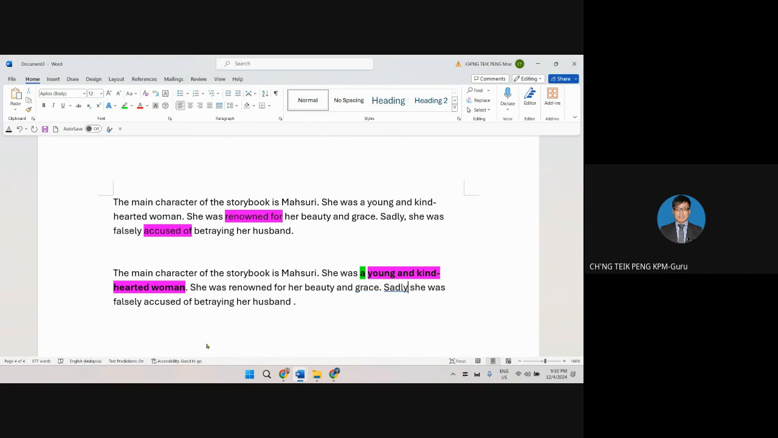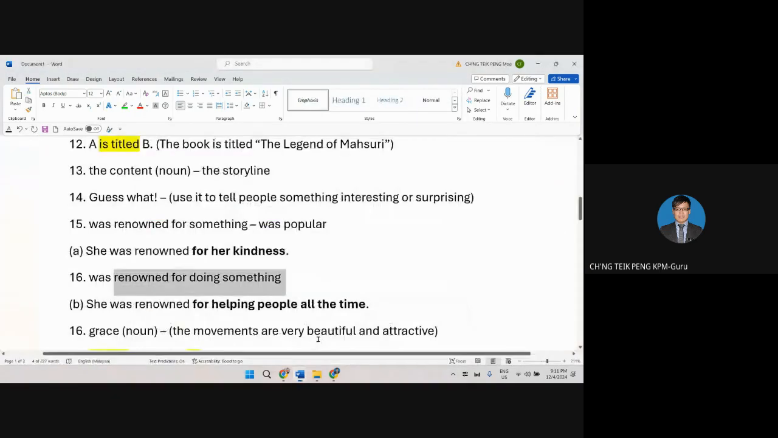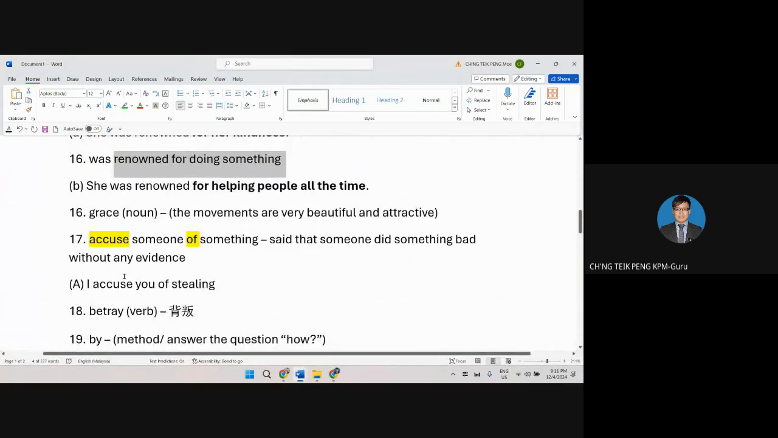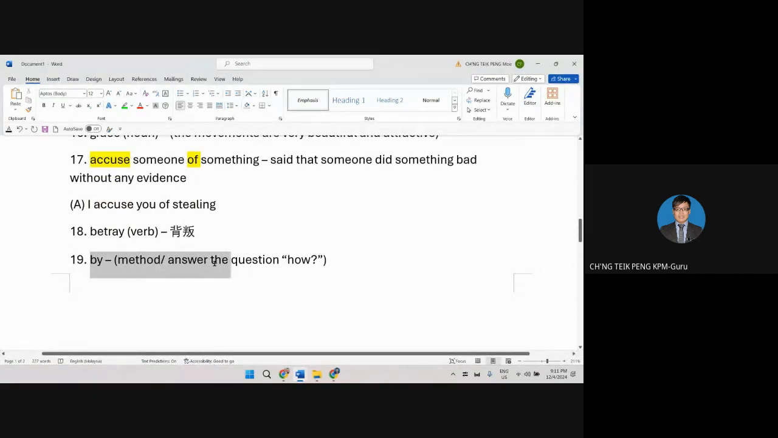Sadly, she was falsely accused of betraying her husband. OK, now there are no big problems. Having looked at everyone's sentences, we found a few key points. First of all, when we are using accused, remember, we have to say accuse someone of something. OK, I accuse you of stealing. Accuse must be followed by of. And by is used to talk about methods.